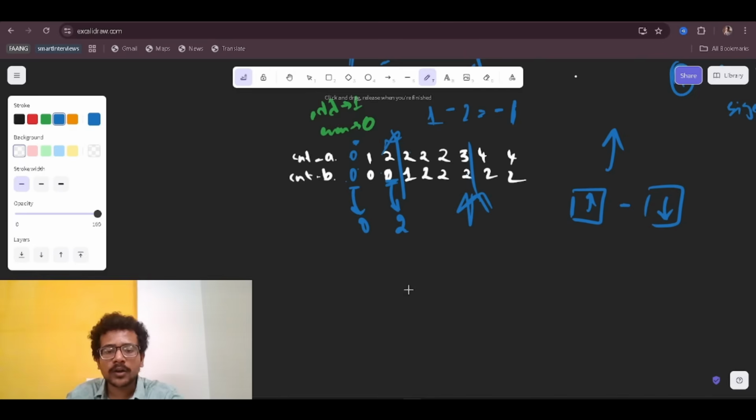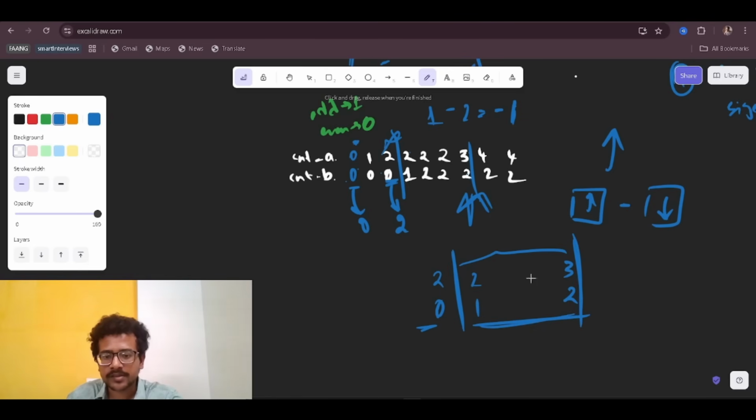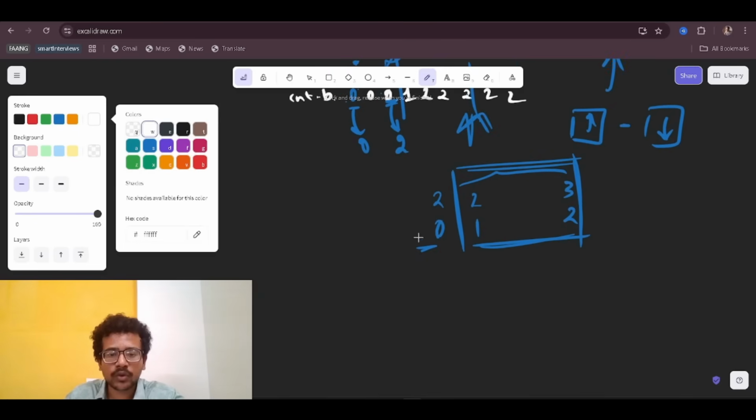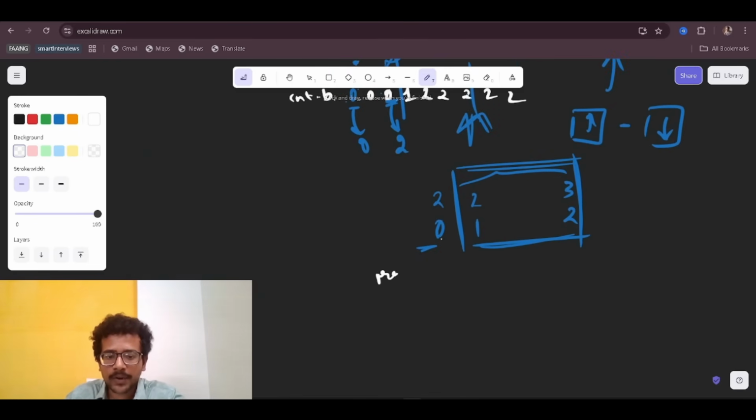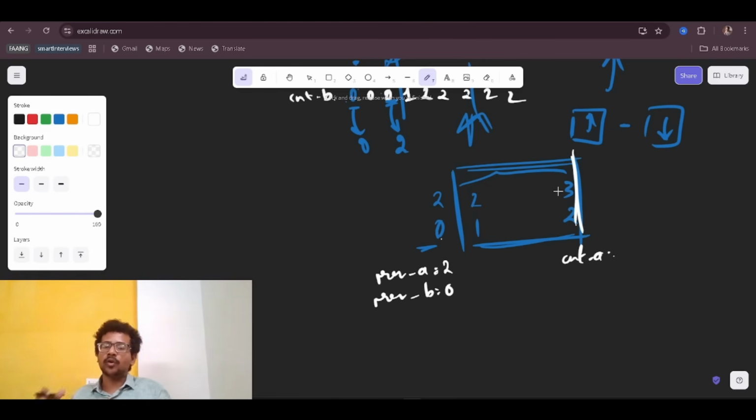I'll tell you how. Now, I am saying 2, 0 and 3, 2. Don't bother about this. So this is my substring, the substring I am considering. Now I have 2 minus 0. Let me name previous A is equal to 2 and previous B is equal to 0. Count of A till here is like a prefix sum going till index i. Count A is 3 and count B is 2.